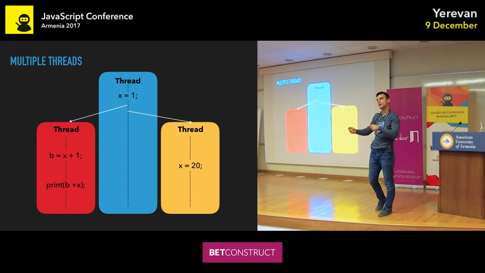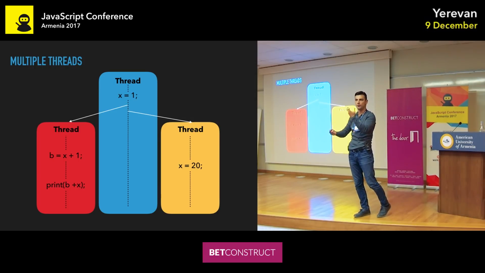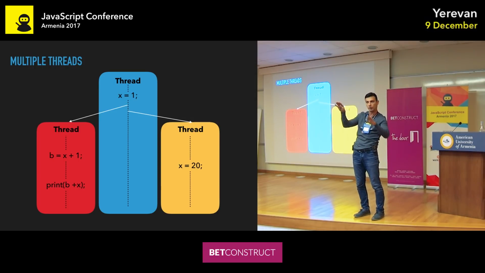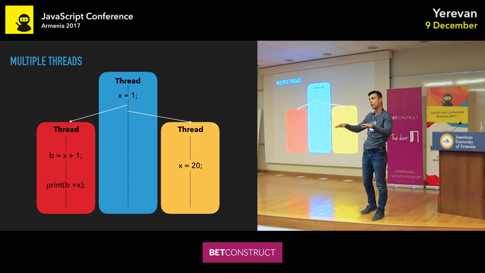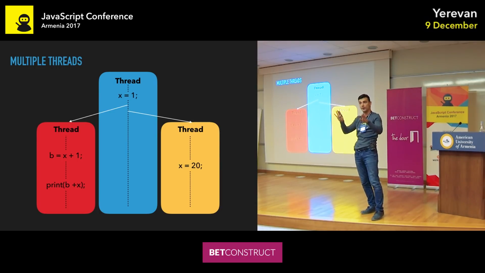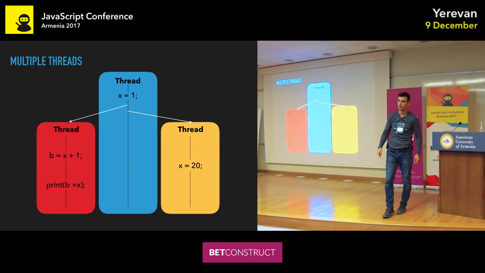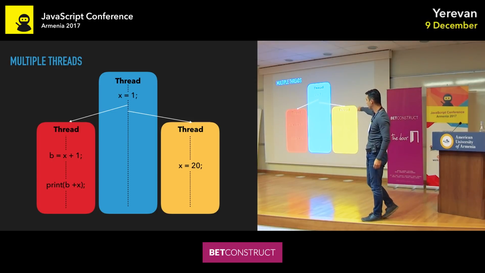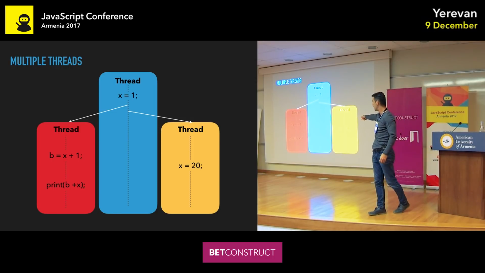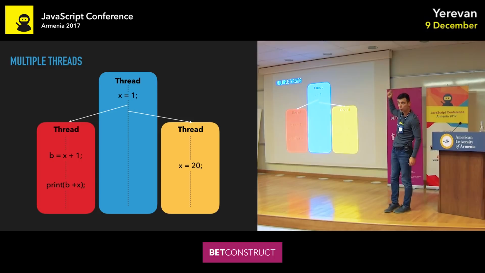And I say kind of because it depends on how many cores you have. If you have one, then a little bit of one runs and a little bit of the other one runs. If you have multiple cores, then you could actually literally run them in parallel at the same time. Okay, so you have parallel execution here and you have parallel execution there. And in this code is where we have the code that I had in a previous slide. We have b equals x plus 1 and then we print b plus x.